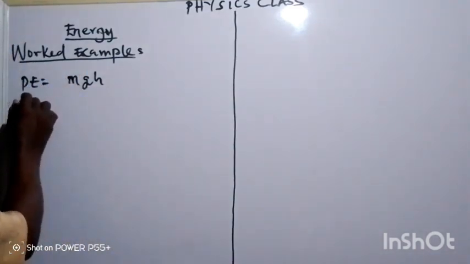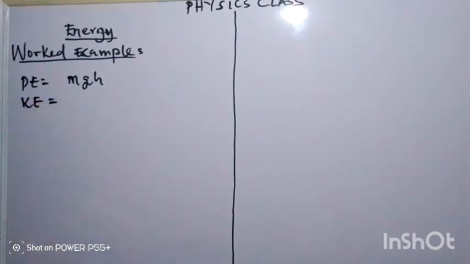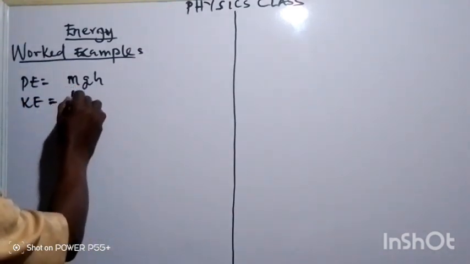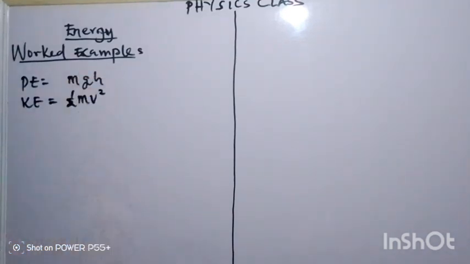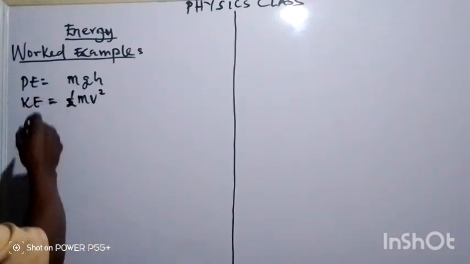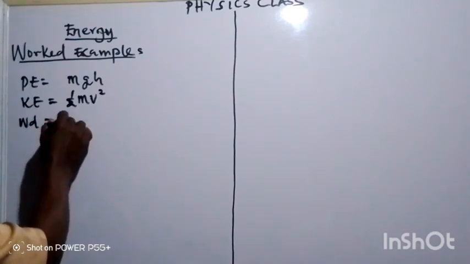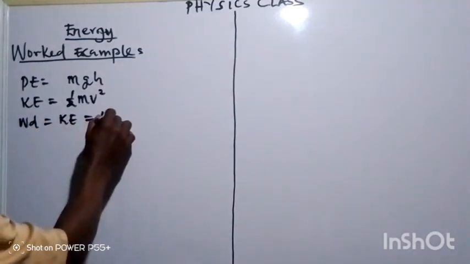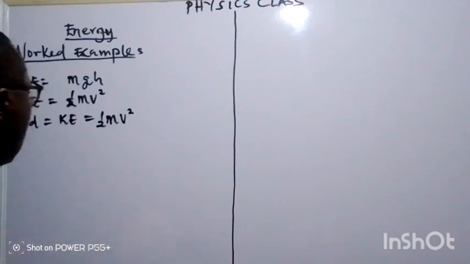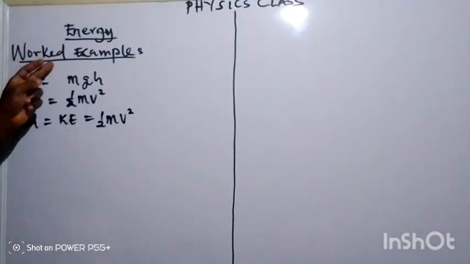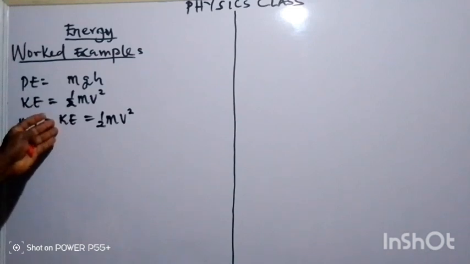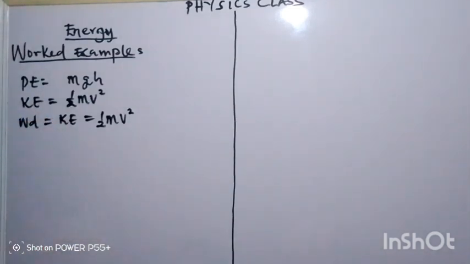At the same time, we said the magnitude of kinetic energy is given as half mv squared. That is, the magnitude of kinetic energy depends on the mass and the velocity of an object. Before we concluded that day, we also proved that the work done is equal to KE, which is equal to half mv squared. So today, we want to look at calculation examples under this before we move to another thing.